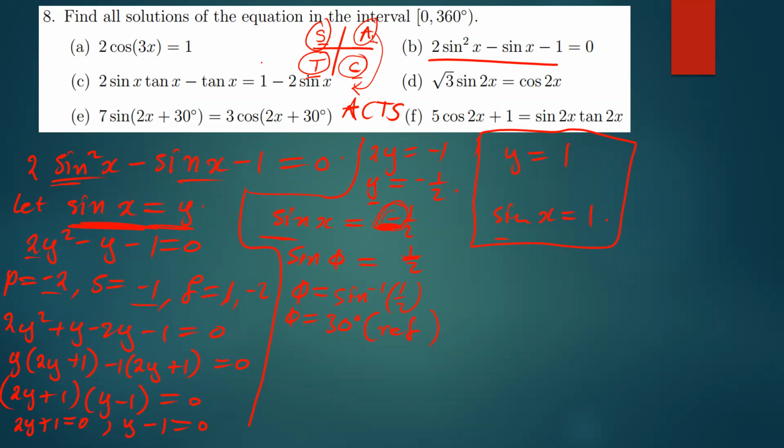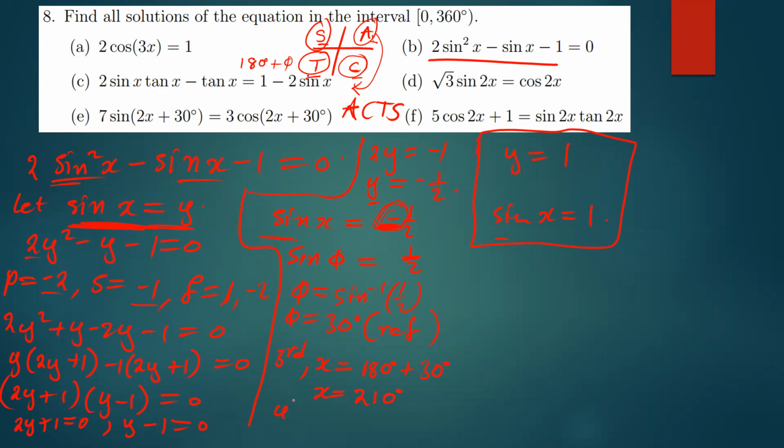So in the third quadrant, if you remember very well, I said in the third quadrant, we consider the angle to be 180 degrees plus the reference angle. So in the third quadrant, our x will just be equal to 180 degrees plus the reference angle, which is 30 degrees. So the value of x becomes 210 degrees.